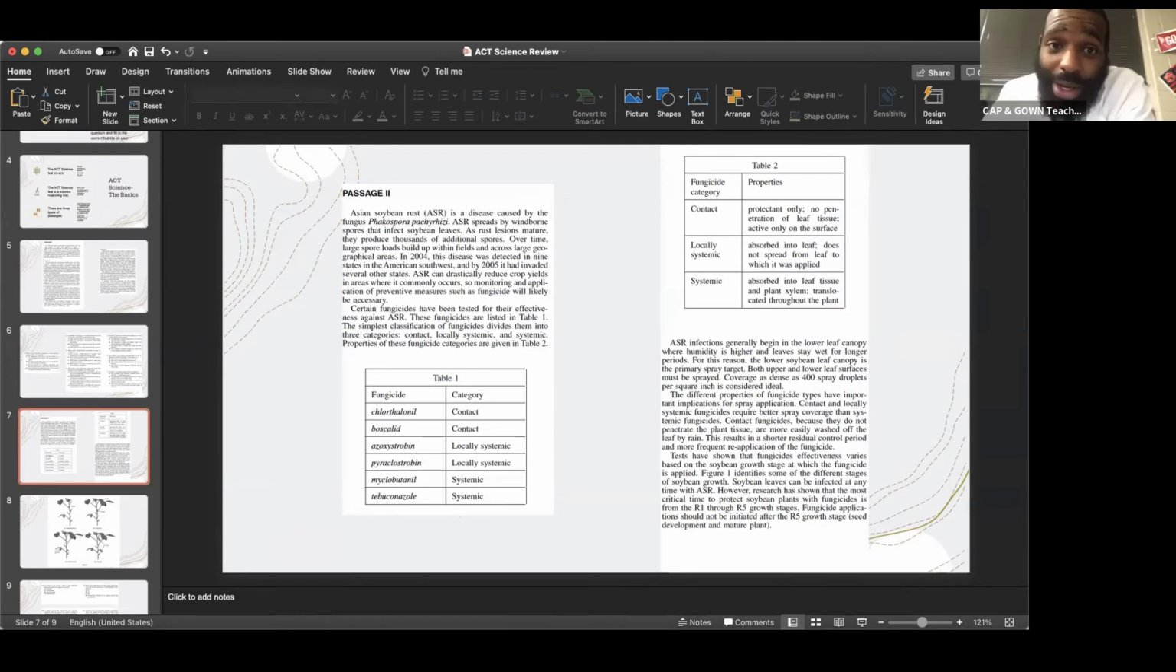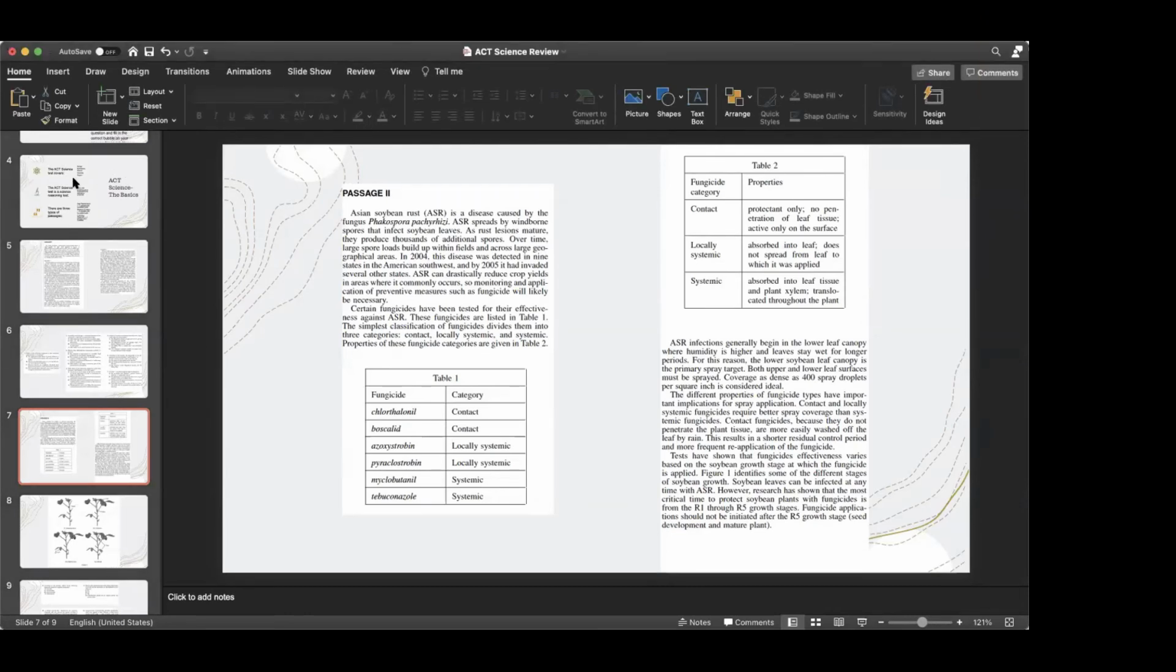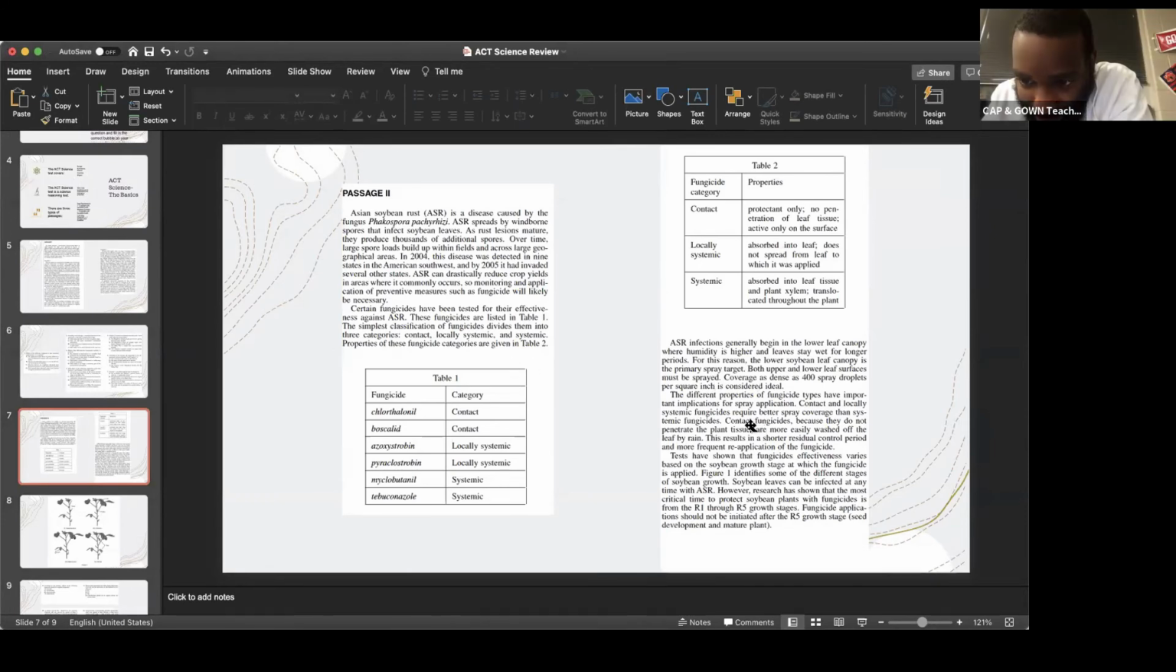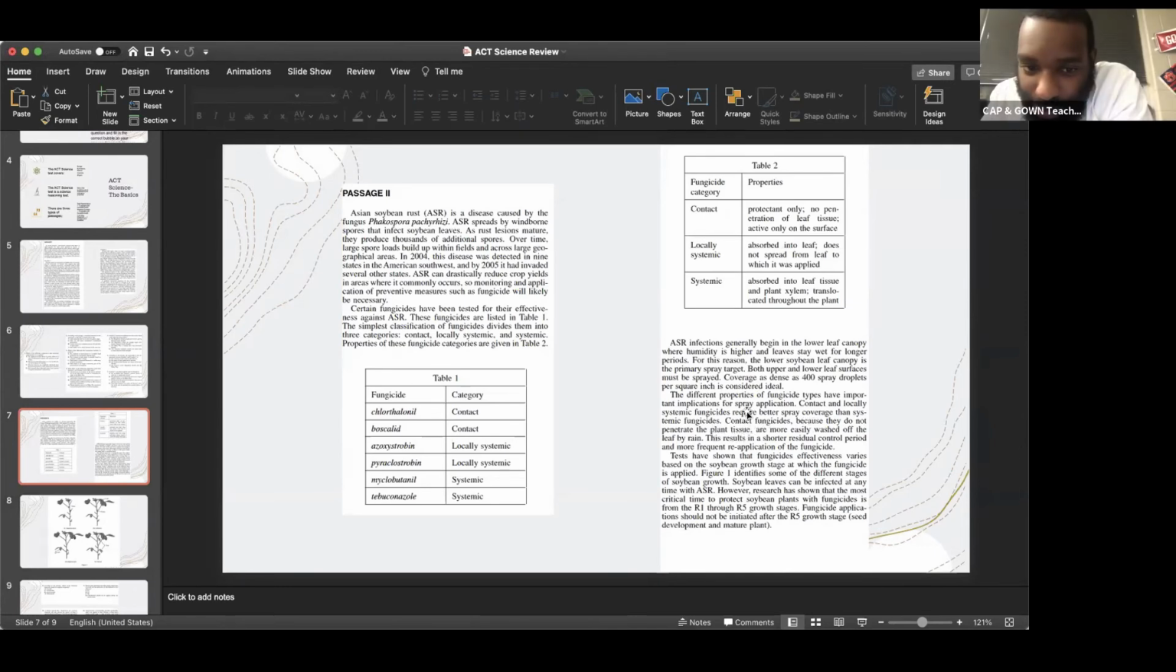I thought of F. F. You guys are correct. It is F. So let's talk about the reason why it's F. What can we identify in the passage that tells us that it's F? Keyword: contact. Contact fungicide. What does it tell us about those contact fungicides? It's protectant only, and there's no penetration into the leaf tissue. All right. It's only active on the surface.